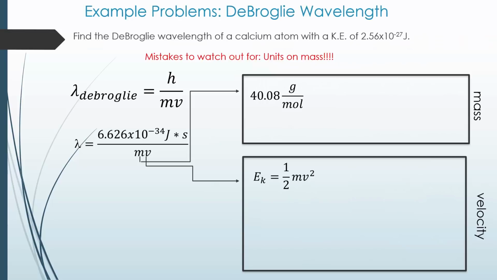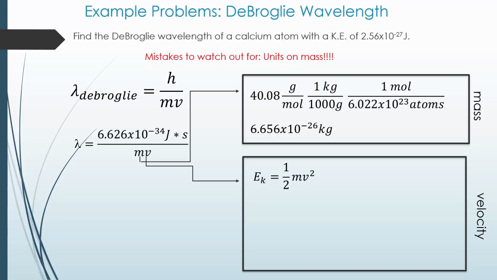We know the mass of a calcium atom from the periodic table, but that mass isn't in the right units. We need to switch from the grams per mole that we get from the periodic table into kilograms per atom. We can do this using our standard conversions for the metric units and Avogadro's number. From here, we can fill back into the de Broglie wavelength equation.